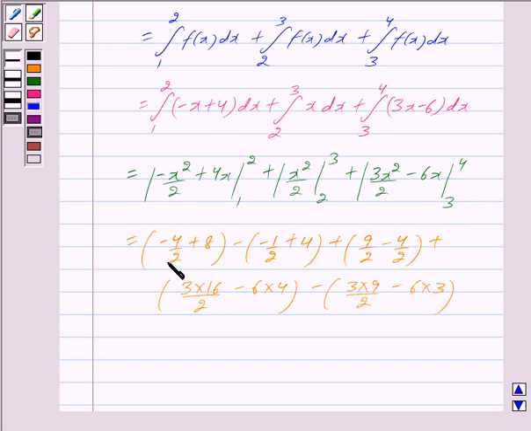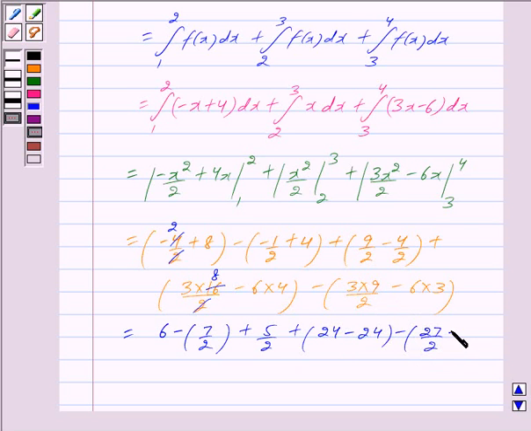Here the common factor 2 will cancel out from denominator and numerator, so we'll get here -2. So this is equal to -2 + 8 is equal to 6. So 6 minus, now -1/2 + 4 gives us 7/2, plus 9/2 - 4/2 gives us 5/2, plus, here again the common factor 2 will cancel out from numerator and denominator, so we'll get 3 into 8, that is 24, minus 6 into 4, which is 24, minus 3 into 9 is 27, so 27/2 minus 6 into 3 is 18, so 18.